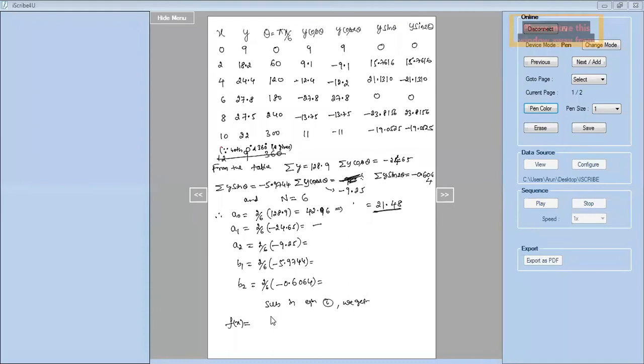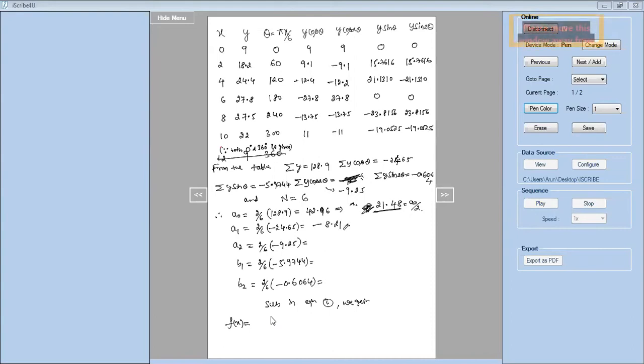Next, A1 is minus 8.21. It is not writing here. A0 by 2 is 21.48. So A1 is how much? Minus 8.21.